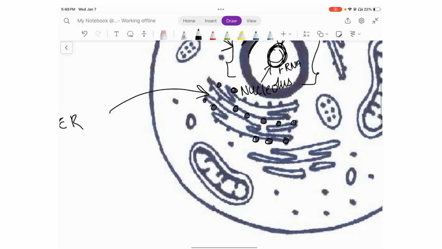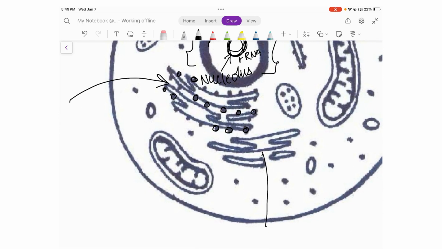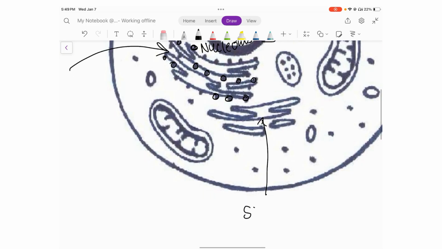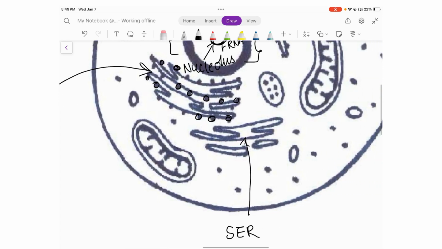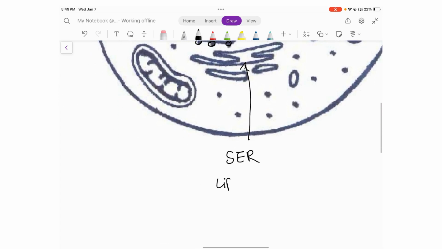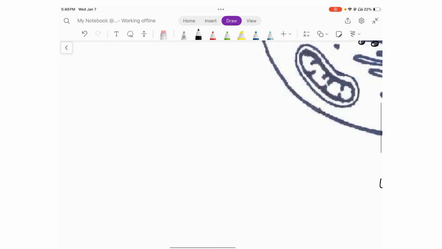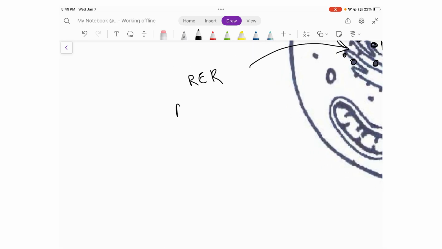The structure that you see right here is the SER, or the smooth endoplasmic reticulum. They call it smooth due to the lack of ribosomes, but what it does is it's involved in lipid synthesis or steroid synthesis. It's involved in lipid and steroid synthesis, whereas the RER is responsible for protein synthesis due to the presence of ribosomes.